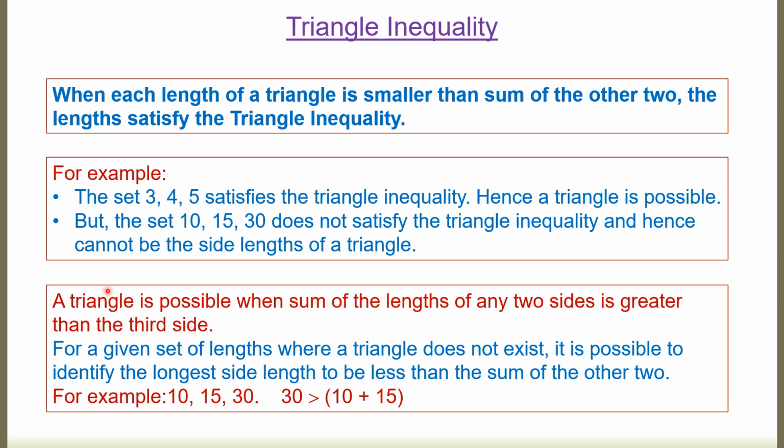I repeat, a triangle is possible when the sum of the lengths of any two sides is greater than the third side. I am giving importance to this one because it's a very important statement. Even in your higher classes, this may be asked. Triangle inequality goes this way.